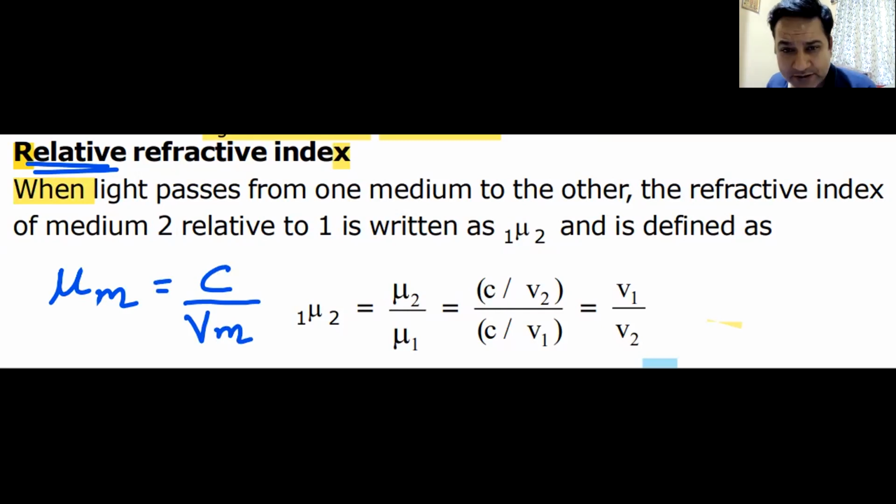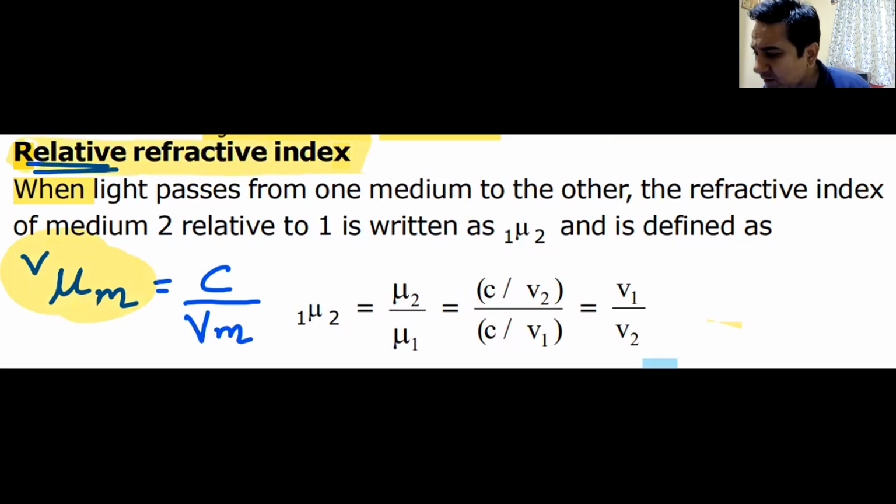Now that absolute refractive index is also a type of relative refractive index. The only difference is that the absolute refractive index is defined with respect to vacuum. So I can write the letter V on the top. Once I write this V on the top, it means this is the refractive index of the medium with respect to vacuum. Do we understand this? So it becomes a relative term.